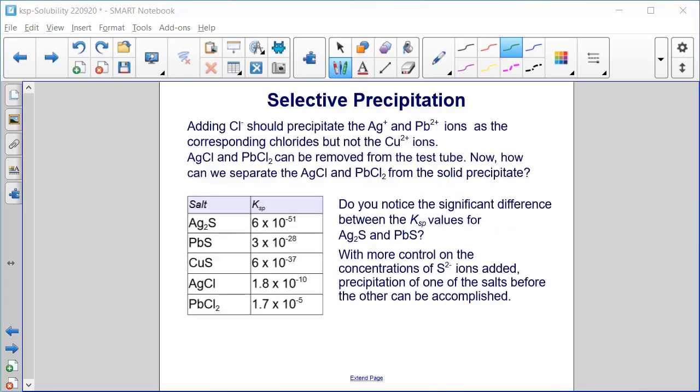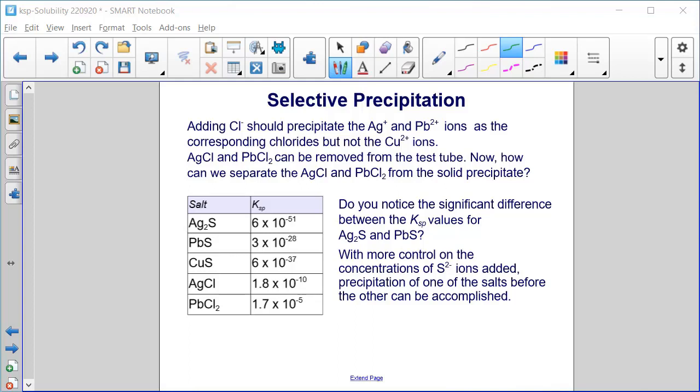Adding chloride should precipitate the silver and lead 2+ ions as the corresponding chlorides, but not the copper ions. So because copper is still soluble in a chloride containing solution, it will remain in the solution and the silver and the lead will precipitate out. Silver chloride and lead 2 chloride can be removed from the test tube. Now, once they're removed, how can we separate the silver chloride and the lead chloride from the solid precipitate?